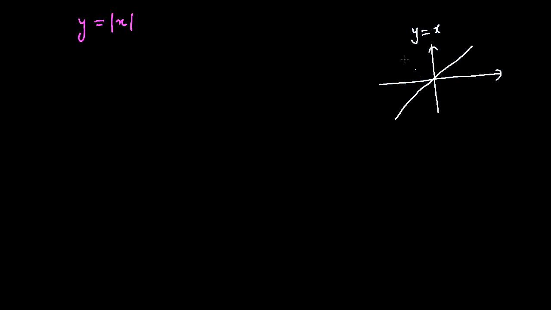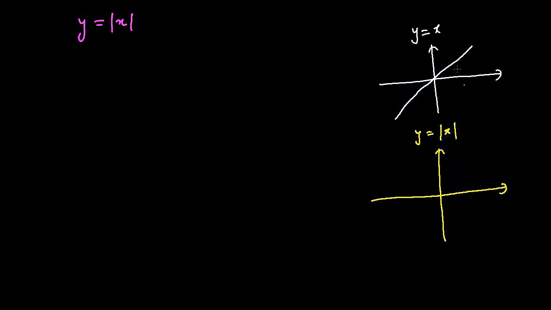The most basic type of absolute value, y equals absolute value of x, or y equals modulus of x. We can also call it modulus. This is going to be different from a line. If it was y equals x, it would be a straight line that passes through the origin like this. But in the case of absolute value of x, it would not be a line, it would be a V shape.